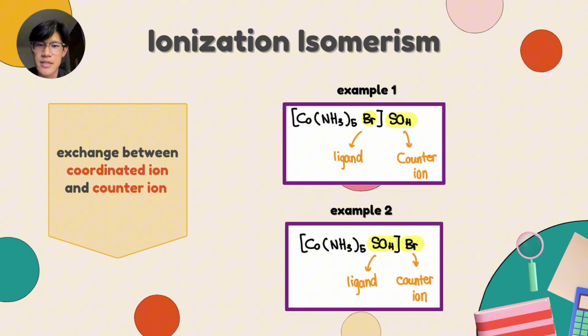Ionization isomerism occurs due to an exchange between a coordinated ion and a counter ion. This means that an ion that is originally bonded to the metal may move outside the coordination sphere, while a counter ion moves inside. As a result, the structure of the coordination compound changes even though the molecular formula remains the same.